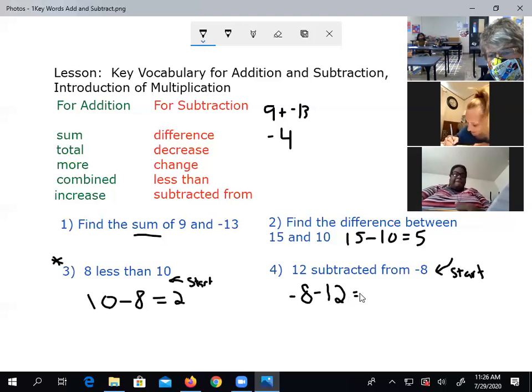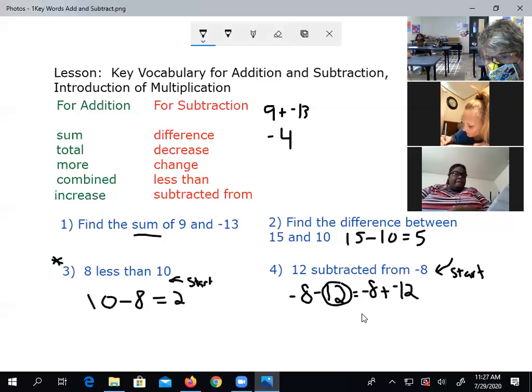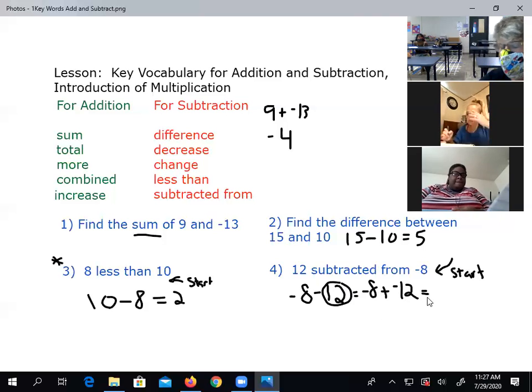So negative 8 take away 12. What we do is we keep the negative 8. We change subtraction to addition, as long as we change what we're taking away. What we're taking away is a 12, which means I have to change it to its opposite, a negative 12. So in algebra, we don't deal with subtraction. We change every subtraction problem to an addition problem. That's something you're not used to doing, but that's how algebra works: there's a rewrite first, then you start to reason it out.